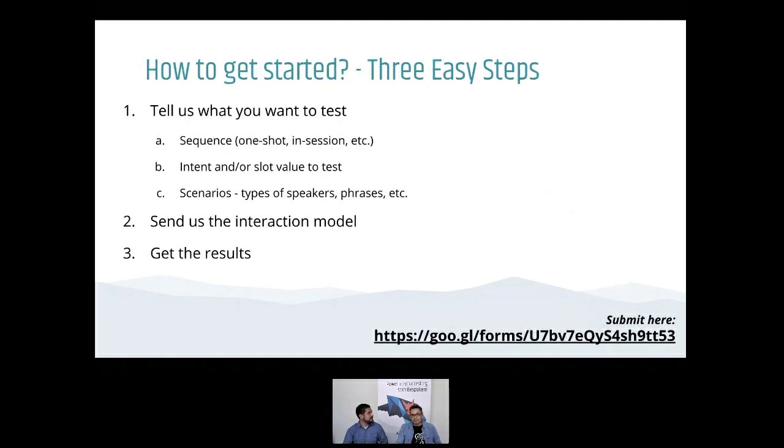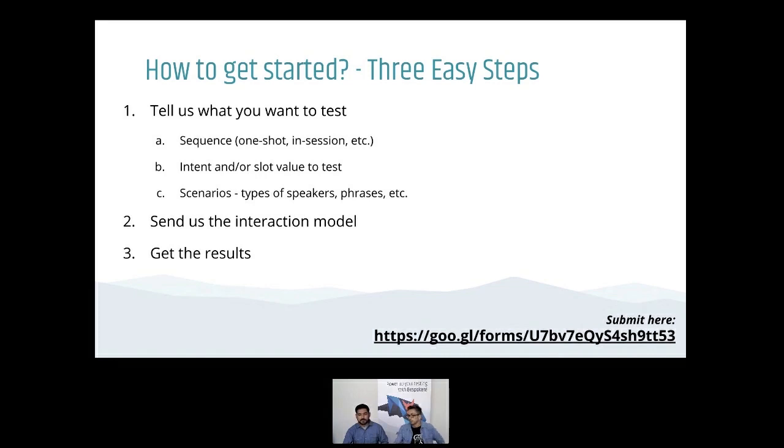Yeah, and if you want to get started with this, it's pretty easy. As I was saying, we have created a Google form. You have to submit your information to us. Basically, let us know what you want to test, which are the sequences, one shot, multi-turn, which are the intents you want to try, the slot values, the conditions, accents, speakers, phrases, variations, with noise, without noise. Then we need your interaction model, then you get the results.